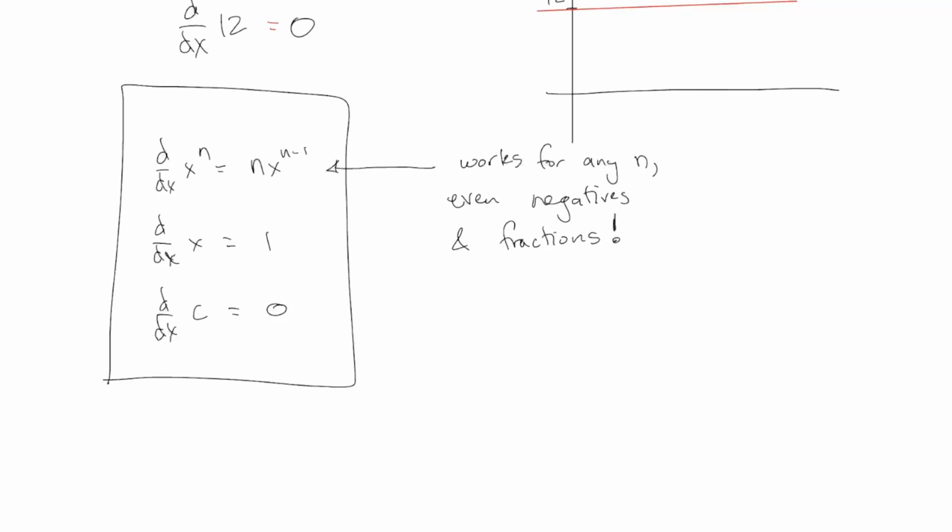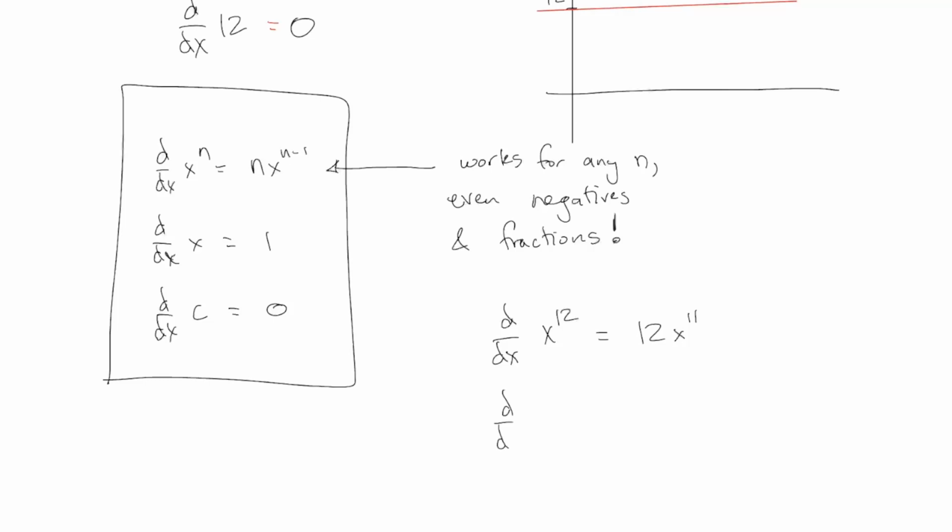This is good news. It works for any n, even negative numbers and even fractions or decimals. All right, so we could do just very simple examples. What's the derivative of x to the 12? The answer is 12x to the 11. You put the exponent as a coefficient, and then you decrease the old exponent by 1.